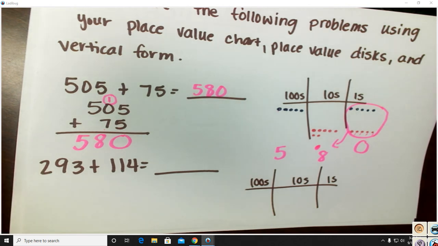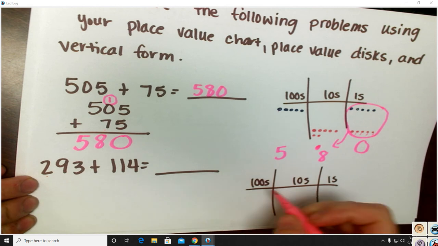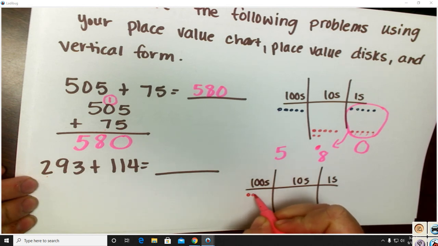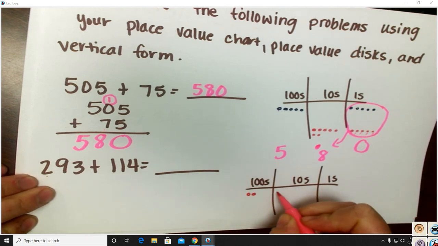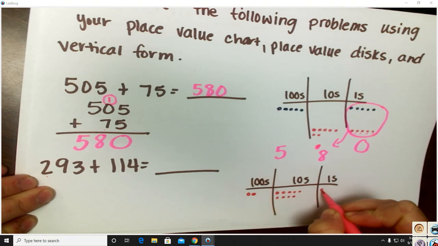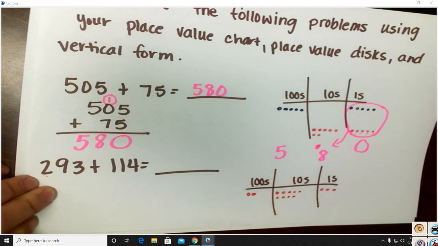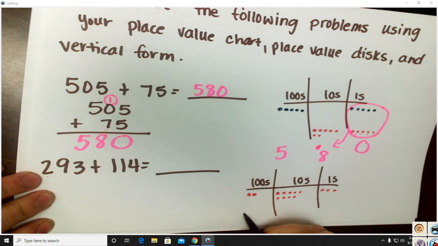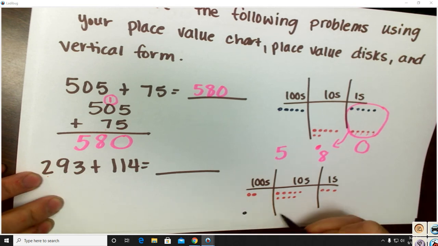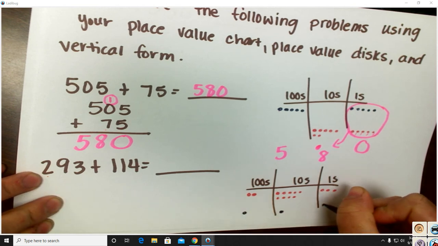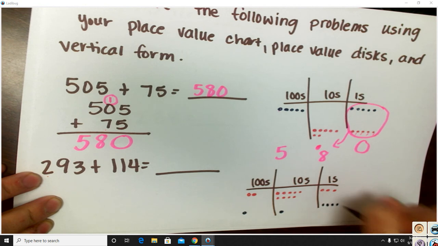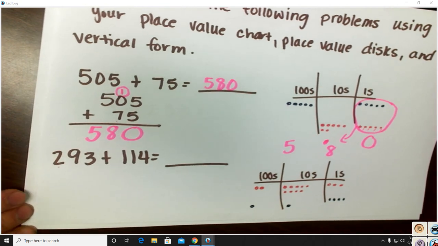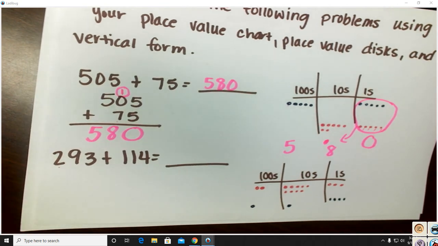So I'm going to grab a different color and I'm going to draw 2 hundreds, 9 tens, and 3 ones. Grab a different color and I'm going to model 114. So 100, 10, and 4 ones. So now I'm ready to add.